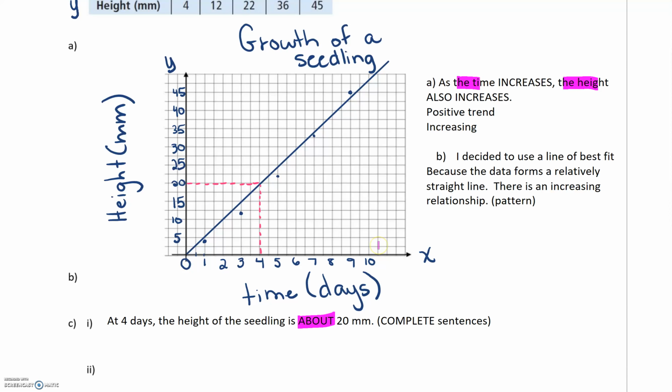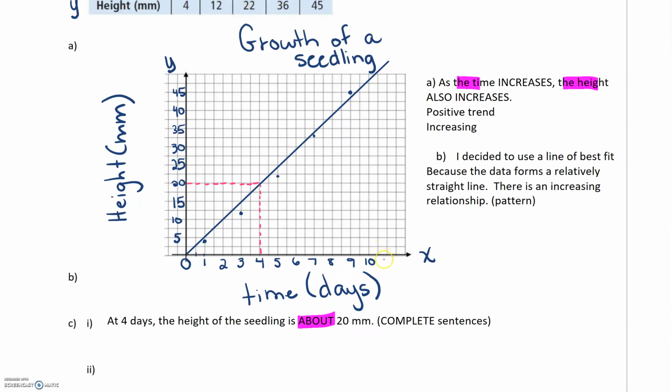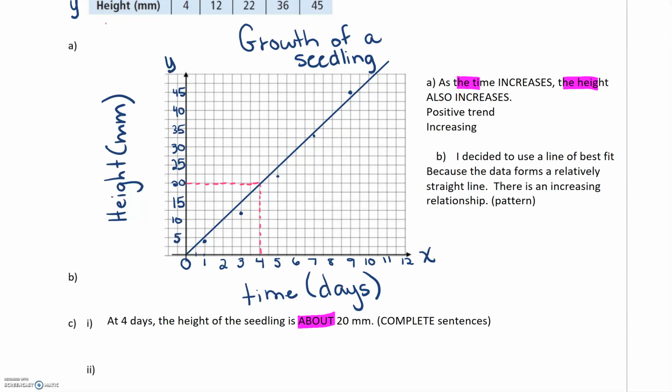If you didn't do that, then you just have to follow the pattern for your scaling. And because I'm going up by 0.5s, I can keep going here. I don't just have to stop at 10. I can actually keep going 10.5, 11, 11.5, and I have room to go up to 12. So you need to continue your scaling, your X scale, if you don't have enough room.